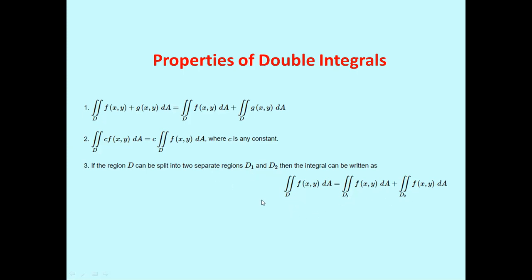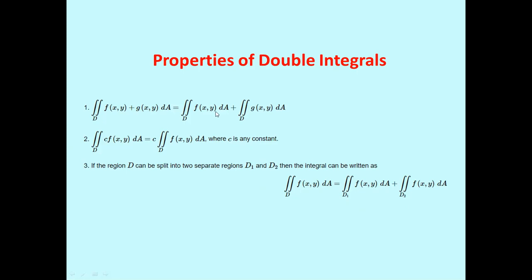So the original double integral is equivalent to the sum of these two integrals, whose regions actually comprise the original region, which was separated into two. So you have here D1 and D2.